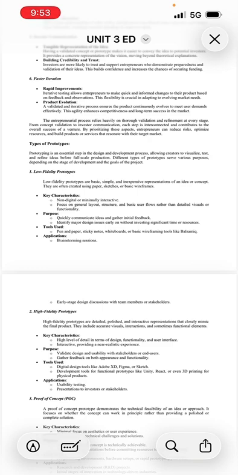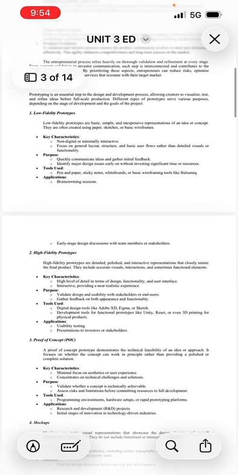The tools used are digital design tools like Adobe XD, Figma or Sketch, and development tools for functional prototypes like Unity, React, or even 3D printing for physical products. The applications are usability tests and presentations to investors or stakeholders.